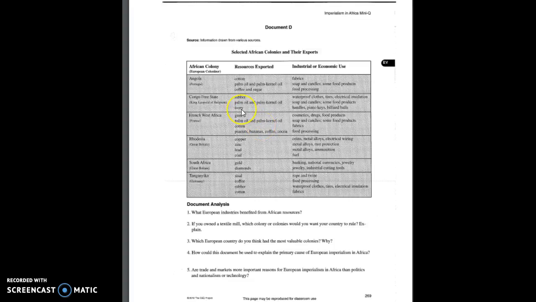You could talk about ivory. Remember, ivory is actually cut-off elephant tusks, and the Europeans would manufacture jewelry and different items out of it. We could say coal, which is a huge fuel source for the Europeans. Rubber, coffee, gold, diamonds, which we mentioned earlier for South Africa. So many of you could probably cite this as a perfect example of an economic motivation in document D.